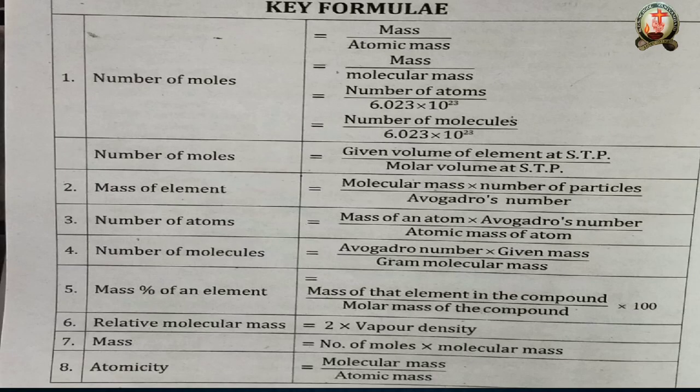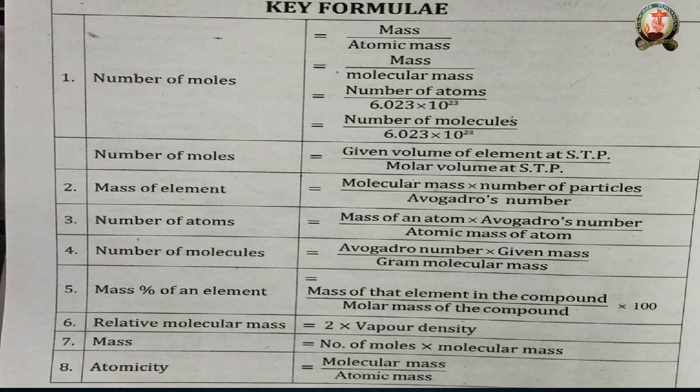So I added some of the key formulas here for your better understanding. You can see the number of moles: mass by atomic mass, mass by molecular mass, the number of atoms divided by Avogadro number, number of molecules by the Avogadro number. Like the different types of conditions we are using. For the number of moles, other types of equations are also there. Sometimes they ask these questions as 1 mark questions.